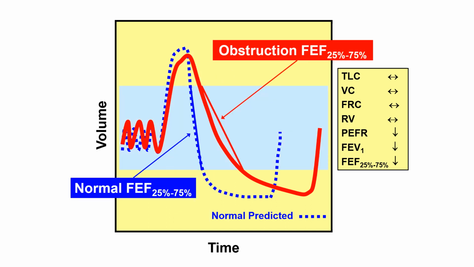The other is called the FEF 2575, forced expiratory flow between 25% and 75% of the forced vital capacity, or the middle half of this curve. So basically it's going to be the flow rate, the slope of this line, over the middle half of this curve. So this person exhaled 25%, you measure this to 75%, and then that's the slope you take. This person with obstruction, you can see the slope of that line is shallower and the value is less.